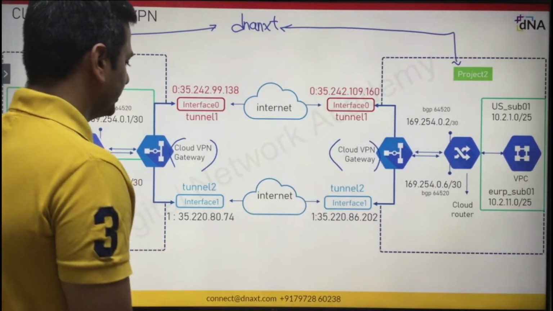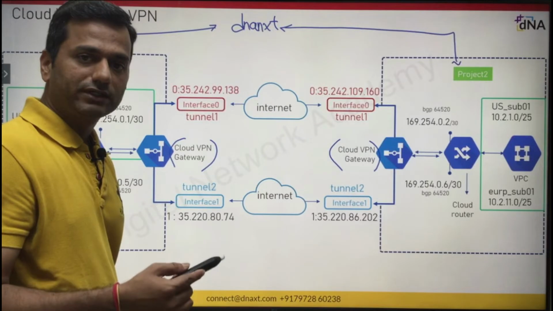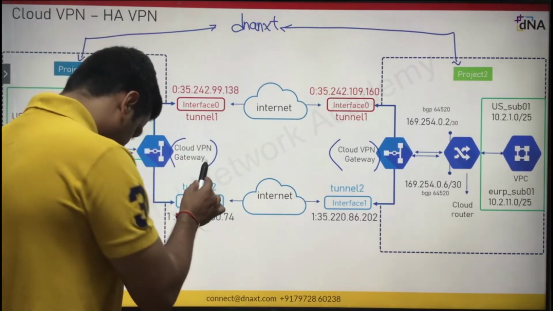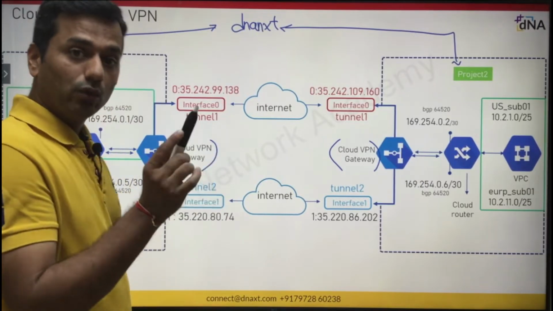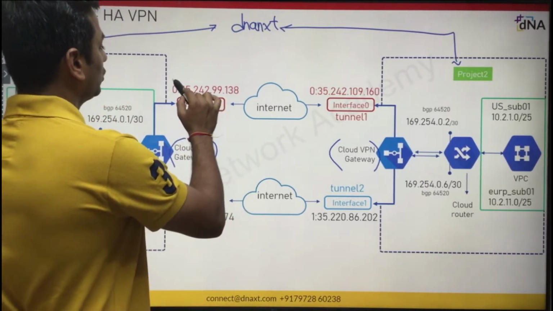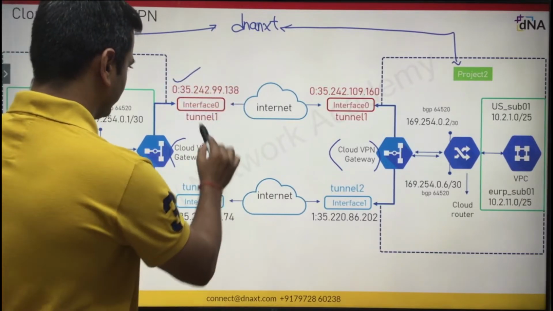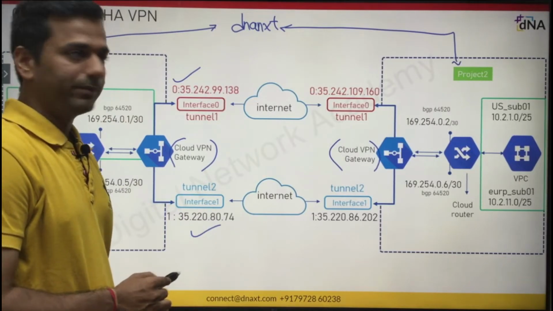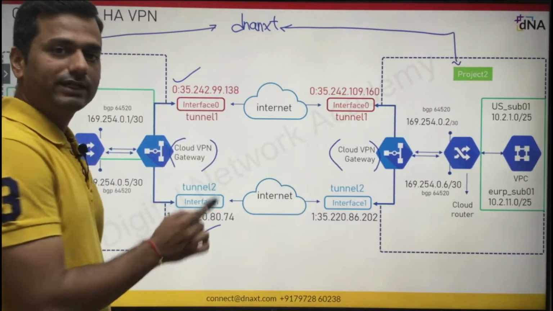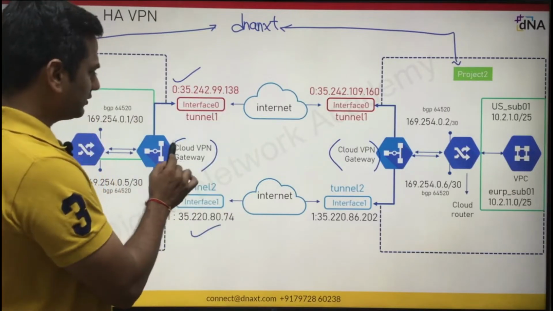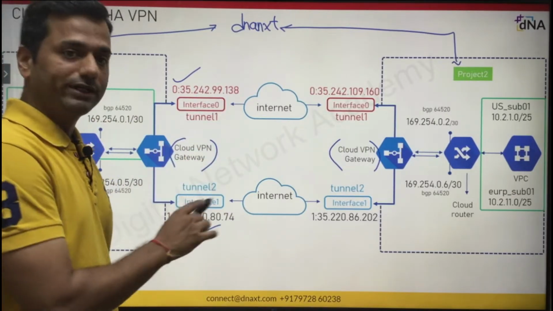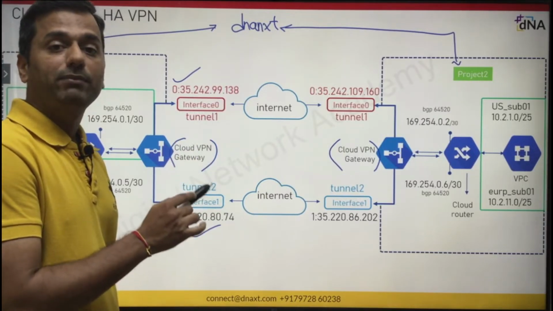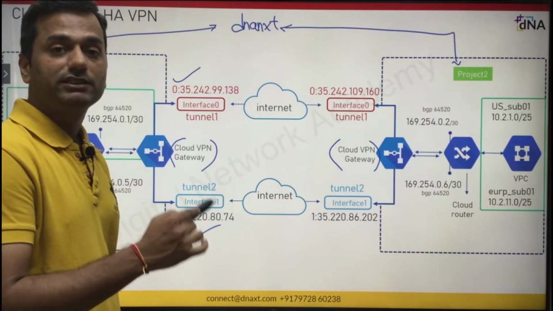First and most important, by default, whenever you configure the HA VPN gateway, this Cloud VPN gateway will allocate two interfaces, interface 0 and interface 1. Why? Because it's HA VPN. By default you will get two interfaces, and these two interfaces will get public IP addresses from the GCP public pool.